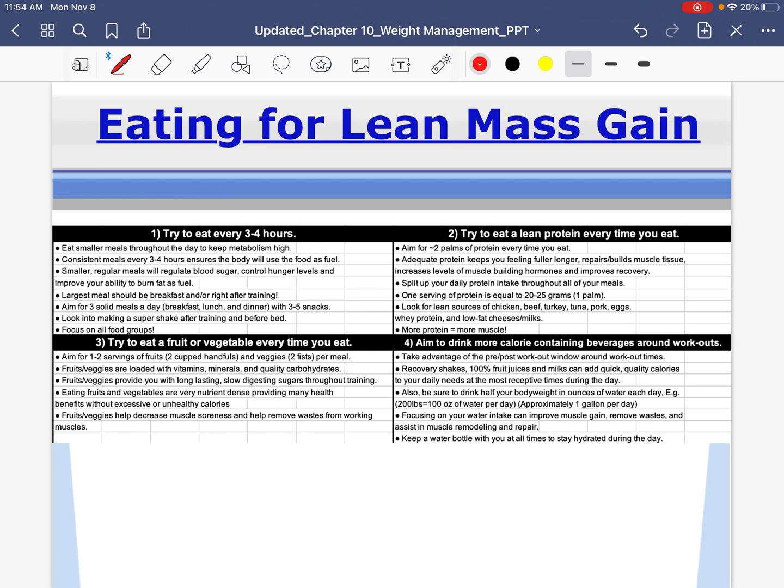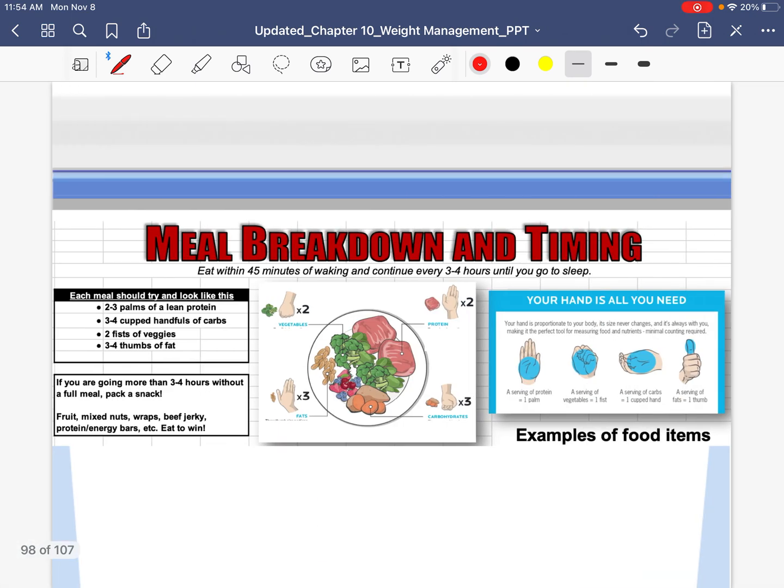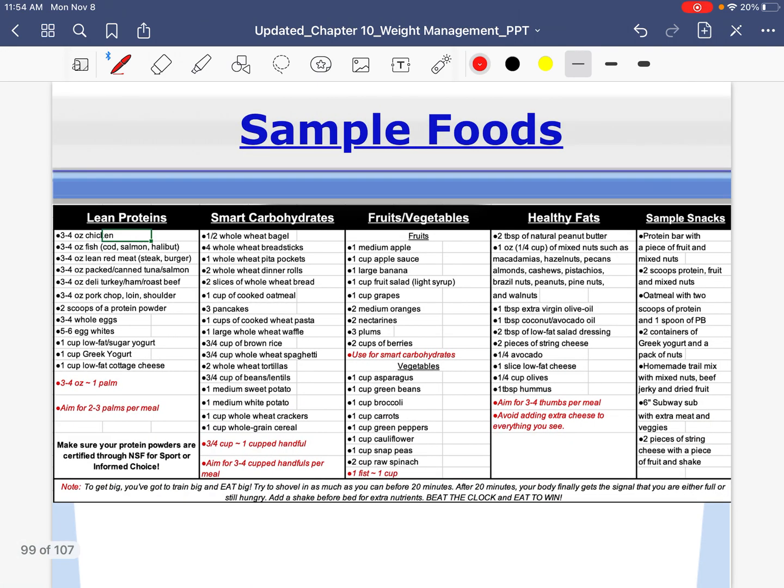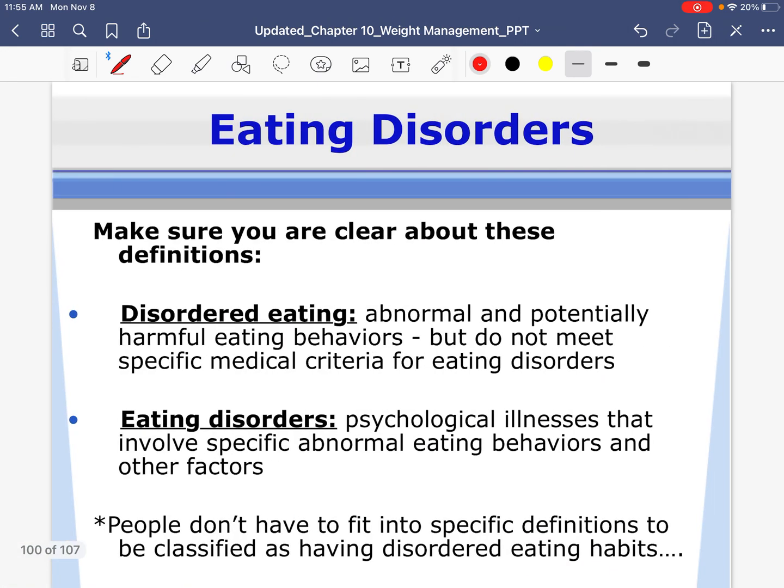So if you really want to learn how to gain lean mass, it's potentially easy to gain fat mass, but wouldn't it be ideal for anybody to gain lean mass? So you can read about some very legitimate strategies. It can be hard, but these are some really good tips for you. Then I give you some sample foods.